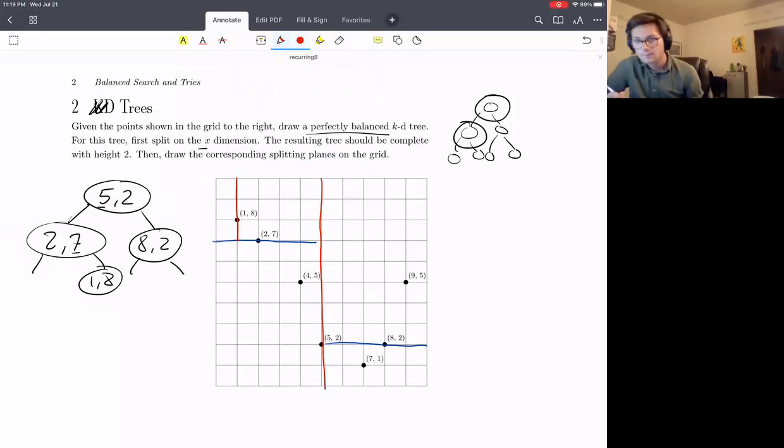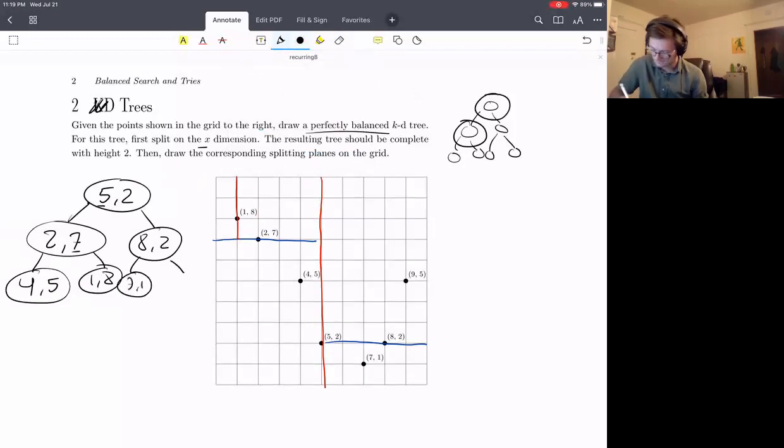Okay, and the rest of them are going to be very, very similar. So let's say that we put (4, 5) in. (4, 5) is going to end up going here. Let's say that we put (7, 1) in, going to end up here. And let's say that we put (9, 5) in, going to end up here. What are the corresponding lines going to look like for all of them? Well, (4, 5) is dividing this quadrant on the x-axis, so it's going to look like that. (7, 1) is dividing this quadrant on the x-axis, it'll look like that. Then (9, 5) is dividing this quadrant on the x-axis, so it will look like this.